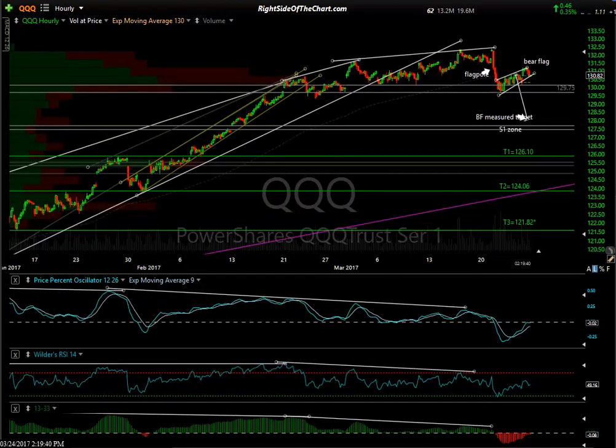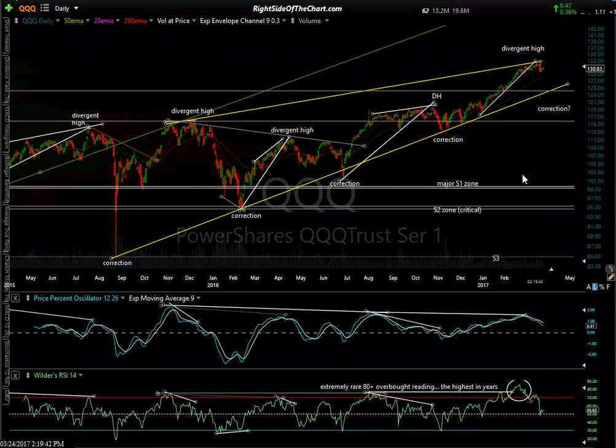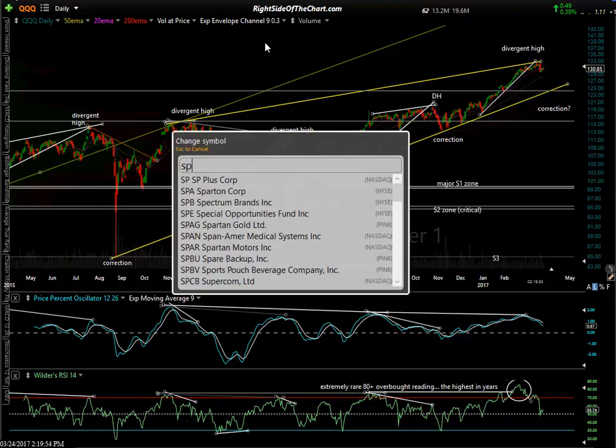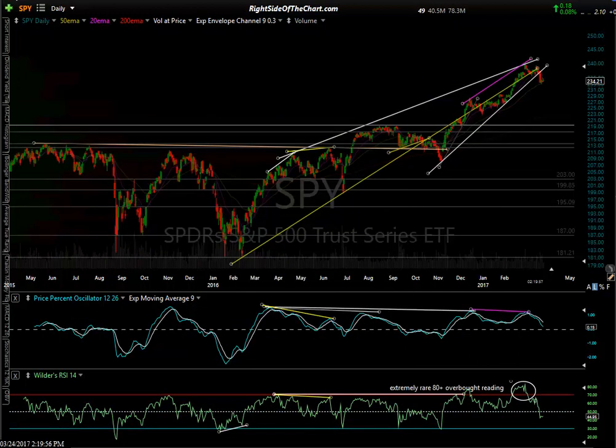Yeah, I think I'll wrap it up here. There's not much else that hasn't been said. You know, the bigger picture with the divergences, the extreme overbought readings, extreme sentiment readings, everything else, the divergent high. A lot of trend line breaks, as I mentioned. The SPY is broken down.